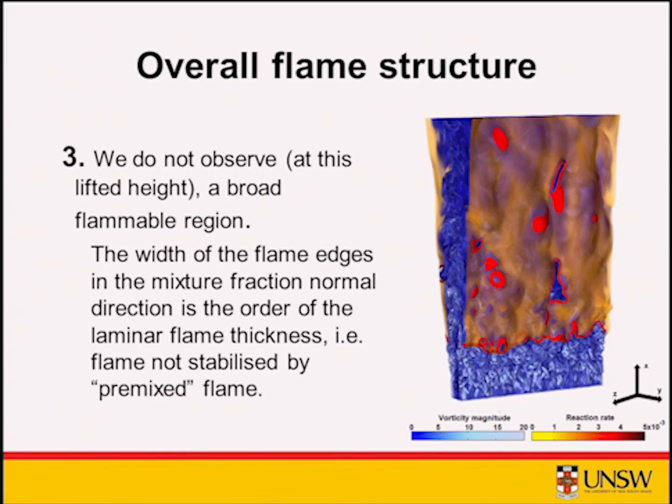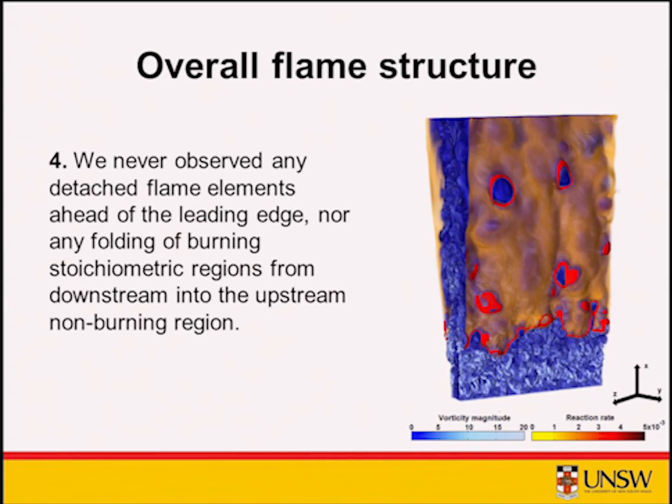We also observe that if we look at the thickness of those little structures there, they're of the order of the laminar flame thickness, which basically suggests that this is an edge flame rather than a turbulent premixed type flame. We never observed any burning flames being detached and transported upstream, which essentially rules out that kind of large eddy theory of the flame stabilisation.